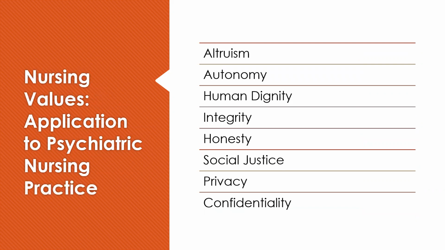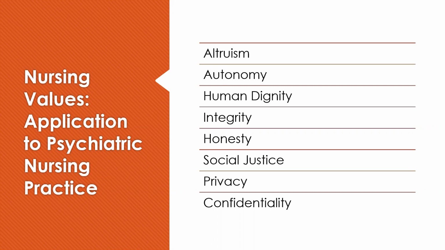Nursing values are similar, and we can also apply those to our psychiatric nursing practice. This is going to be examples like altruism, which is channeling our energy to do good for others. And it's going to be important that we really try and do good and try and help our psychiatric patients. Autonomy, we also talked about already. We can practice with human dignity. A lot of patients may never have experienced true human dignity and respect due to the stigmatization of mental illness.